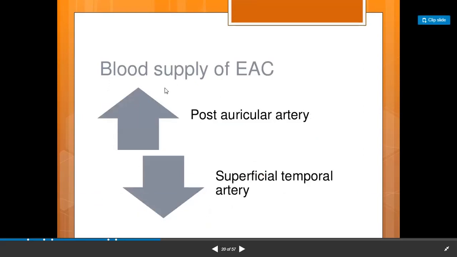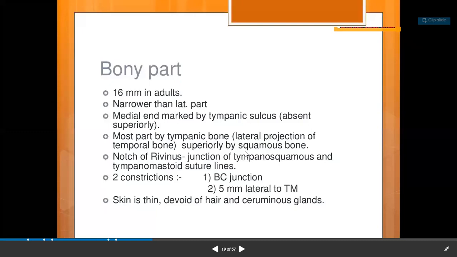Now coming to the blood supply, we have the posterior auricular artery and superficial temporal artery. We also see two constrictions. One is at the bone cartilage junction of the external auditory canal. We also see one more constriction, 5 mm lateral to the tympanic membrane. Here the skin is thin, there is no hair and a lot of ceruminous glands.